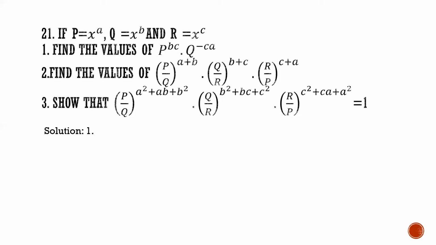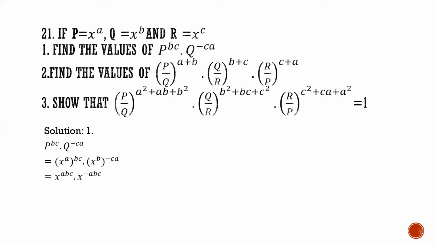So for number 1, we have written p to the power bc into q to the power minus ca. Now replace p with x to the power a and replace q with x to the power b. We will have (x to the power a) to the power bc into (x to the power b) to the power minus ca.